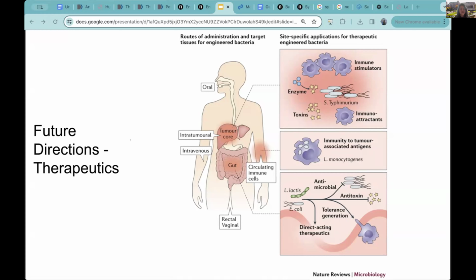You can also try to prime the immune system to tolerate autoantigens, and to protect your host from microbial attacks and toxins in general. So I think that's all my presentation, but I would say there are a lot of interesting things in the field of synthetic biology or microbiology in general. It's a very exciting field.